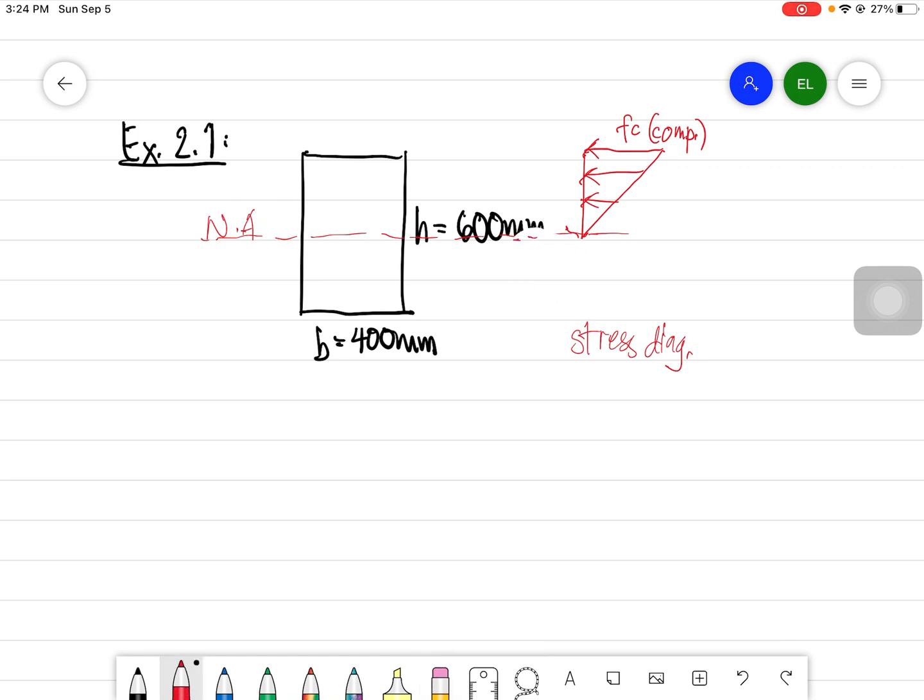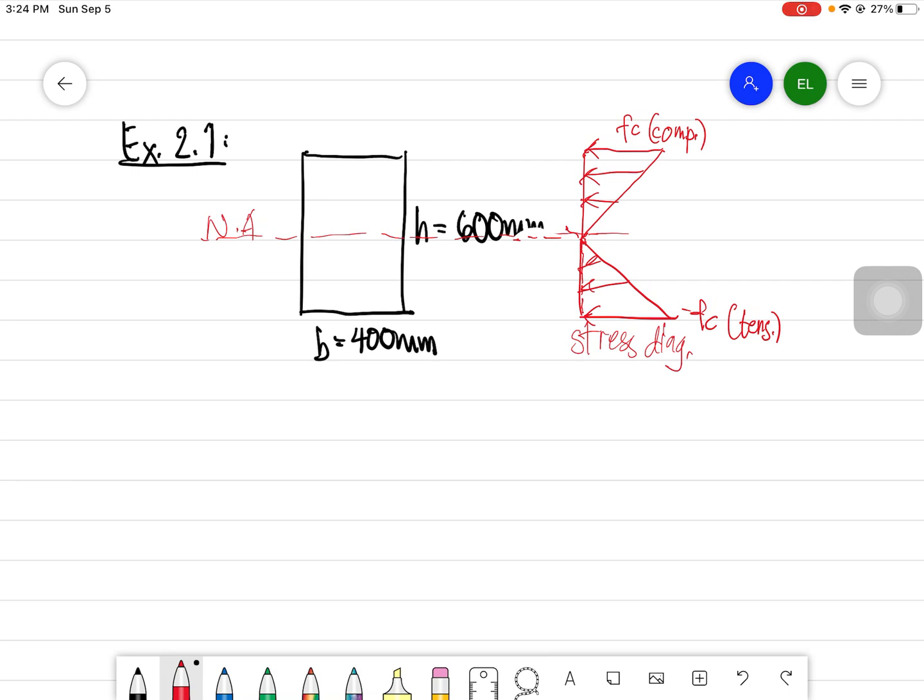Okay, so I think this is also the other side now. This is FC as well for tension. Okay, so take note, this is uncracked, as mentioned in the problem.